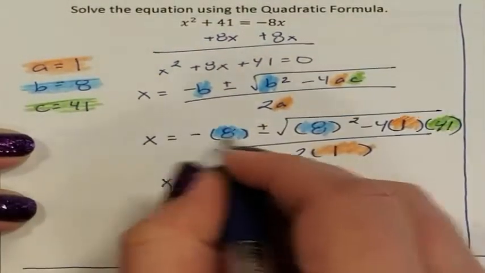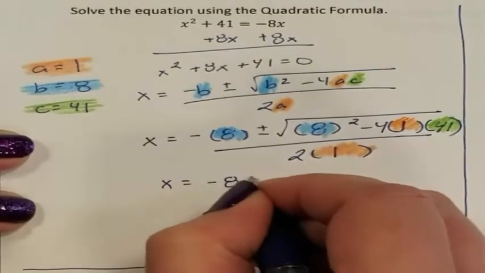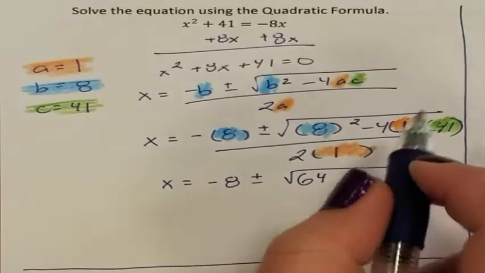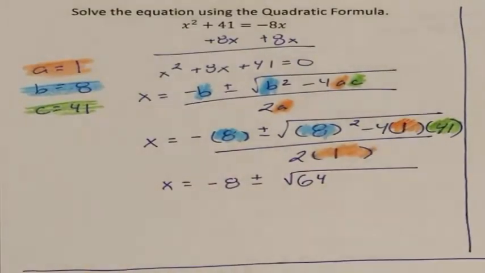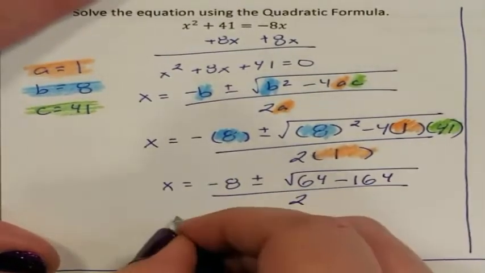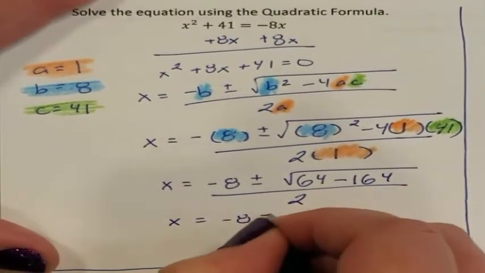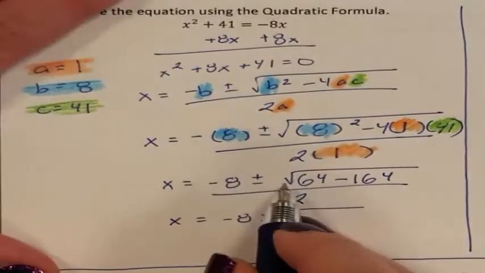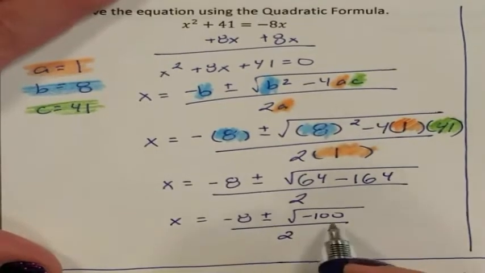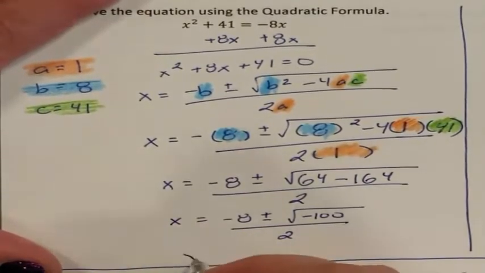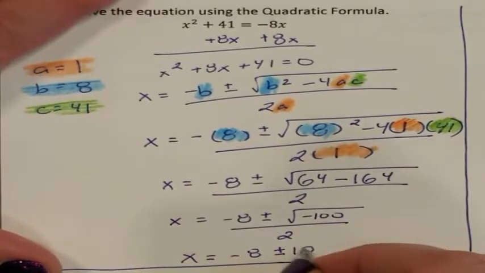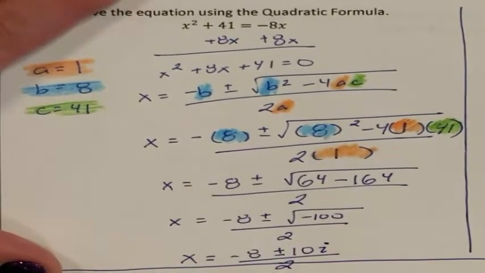So I have x equaling the opposite of 8, which is a negative 8, plus or minus. 8 to the second power is 64. Negative 4 times 1 times 41 is a negative 164. All of this divided by 2. So x equals negative 8 plus or minus the square root of 64 minus 164 is negative 100, all over 2. I need to take the square root of a negative 100. This is x equals negative 8 plus or minus 10i all over 2.